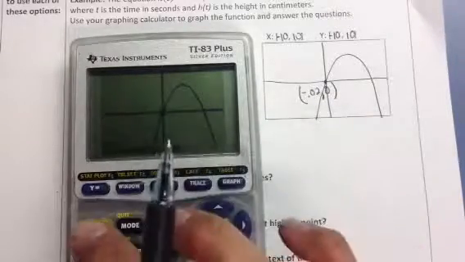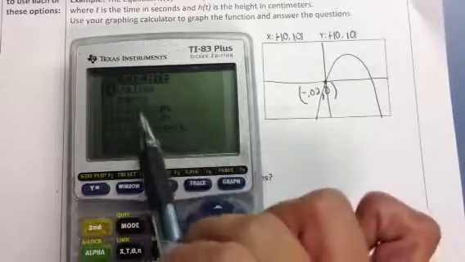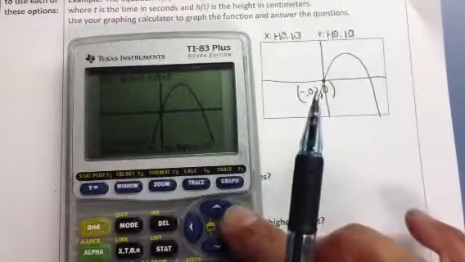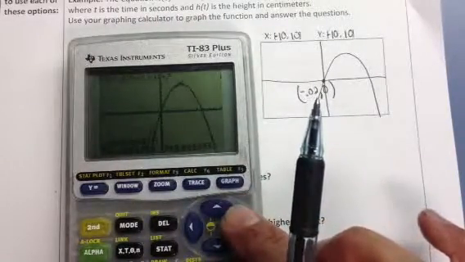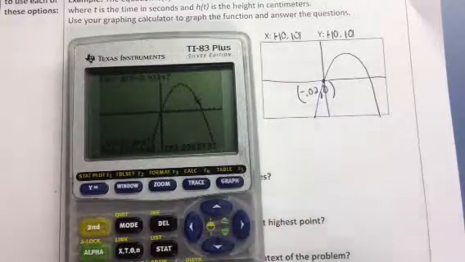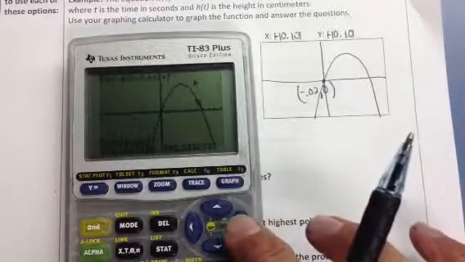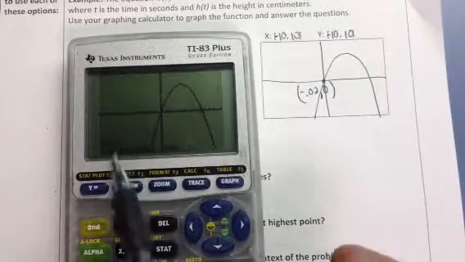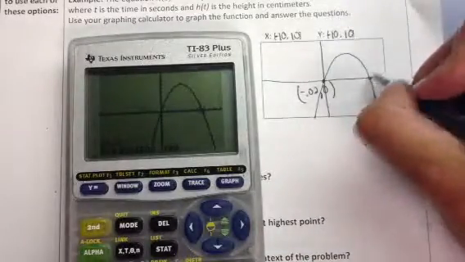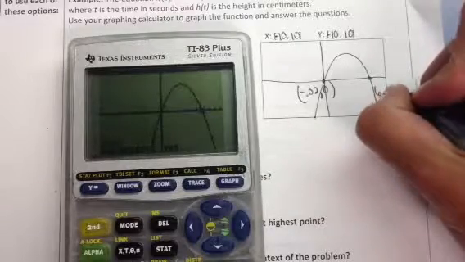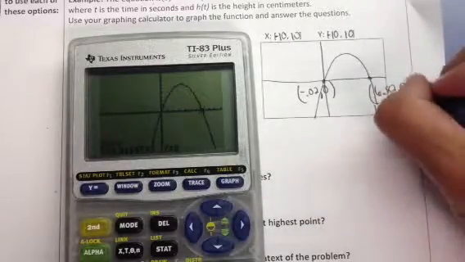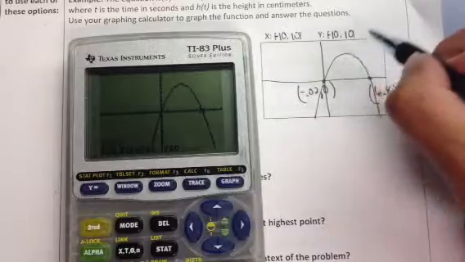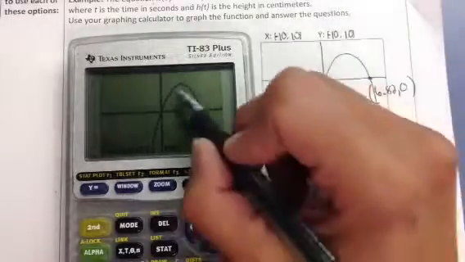And then I'm going to find this one. So go back to second trace, choose 0 again. I got to move my cursor all the way over to trap it. So somewhere to the left. That's good. Somewhere to the right, which is below. Hit enter. And here's my other one. So about 6.82 and 0. So I got my x-intercepts.